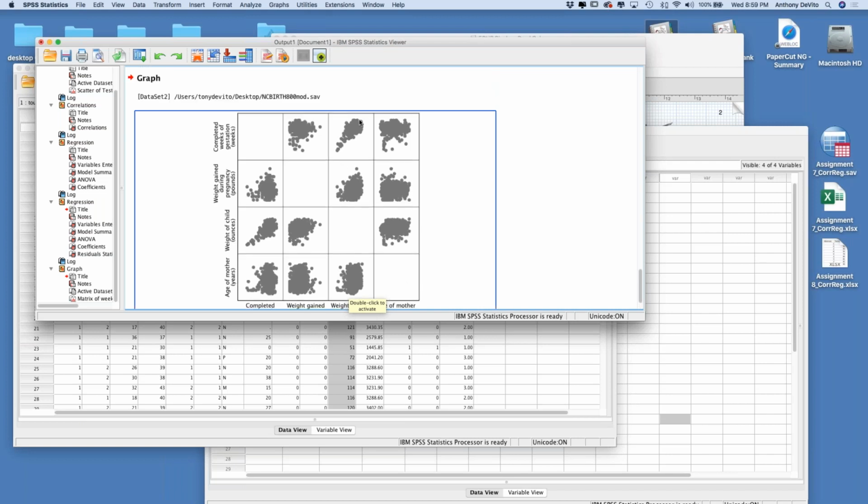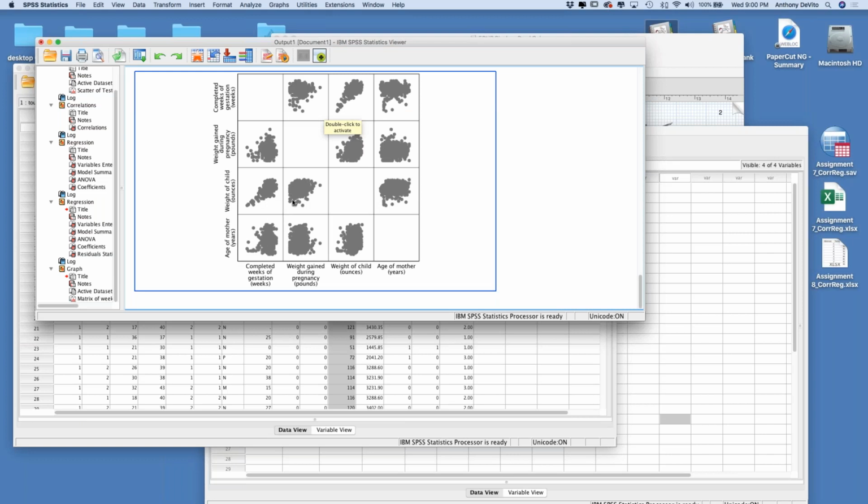So you can look at this and try to make up your mind which of these look like positive correlations, negative correlations, and which ones look like no correlation. Like this one looks like no correlation at all: the age of the mother and weight gain during pregnancy. It's just like a blob, a horizontal line, right?